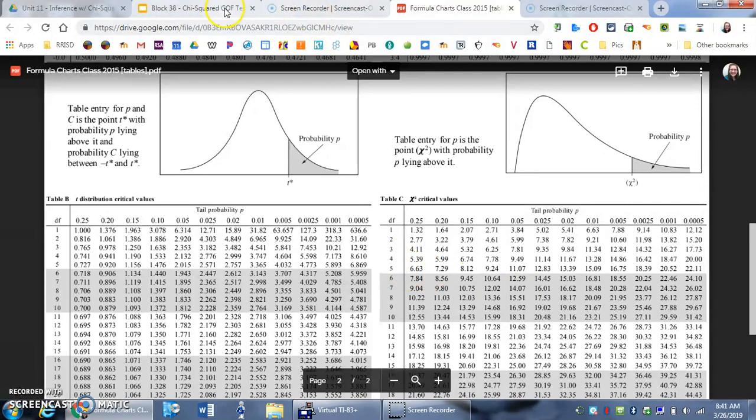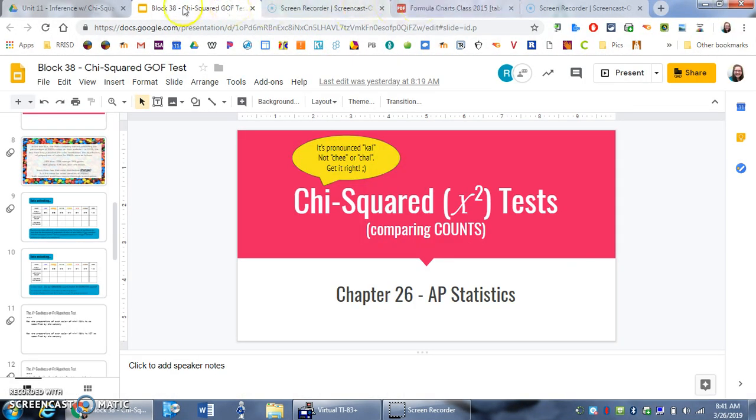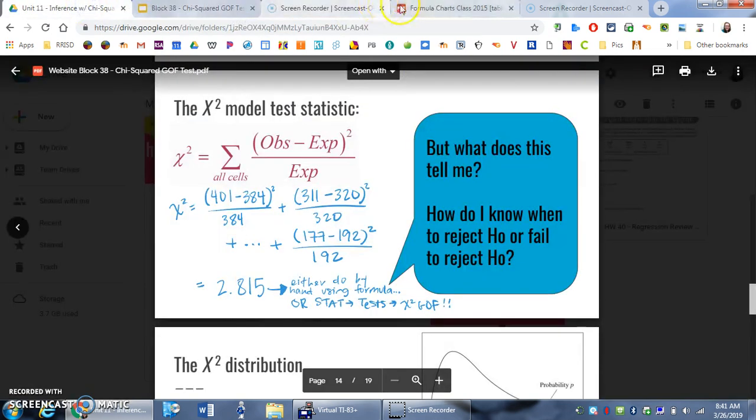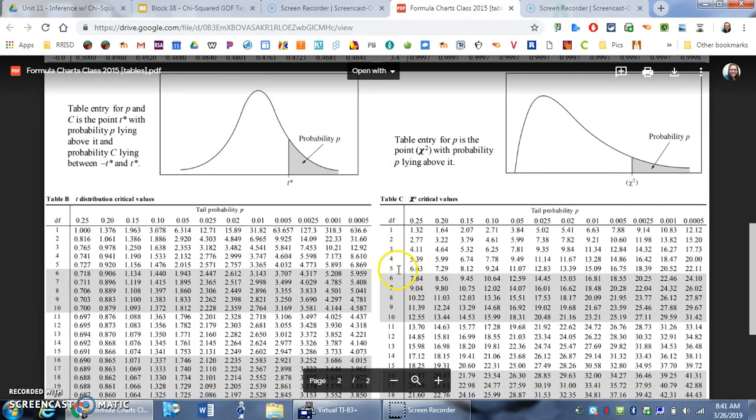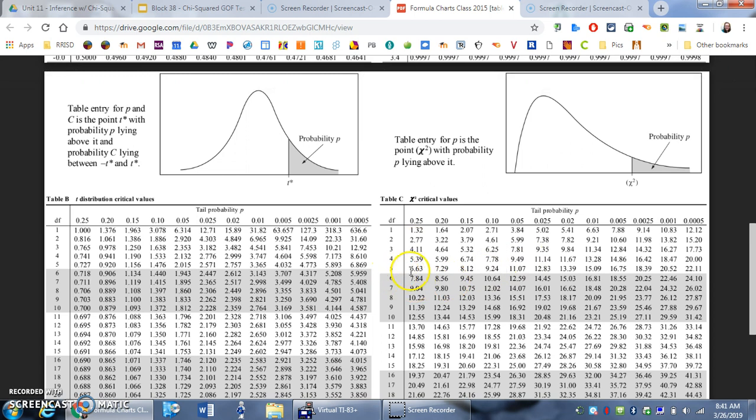But we're going to find where it fits. So my chi-squared was 2.815, which is obviously below the lowest number in this row. The lowest number is 6.63, and 2.815 is obviously to the left of that. My p-values are found up here at the top. If you notice here, this p-value is 0.25, and that is the highest p-value.